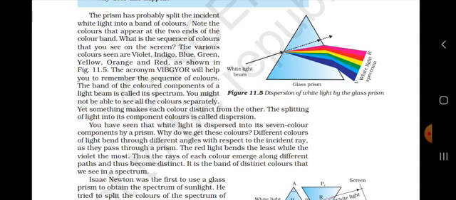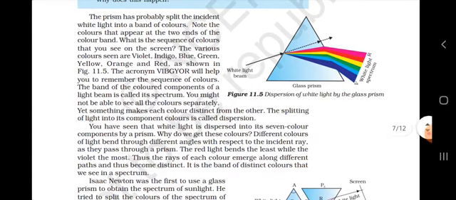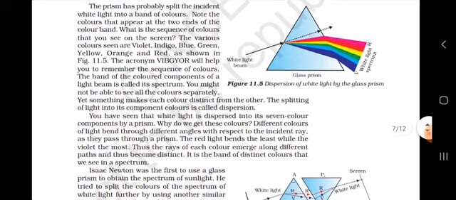Whenever white light is incident on a glass surface, it gets refracted and produces the 7 colors. This is also known as a spectrum, and the phenomenon of producing a spectrum, that is the splitting of white light into component colors, is called dispersion. The red light bends the least while the violet light bends the most. So this is known as the dispersion of white light by a glass prism. I hope you have understood this.